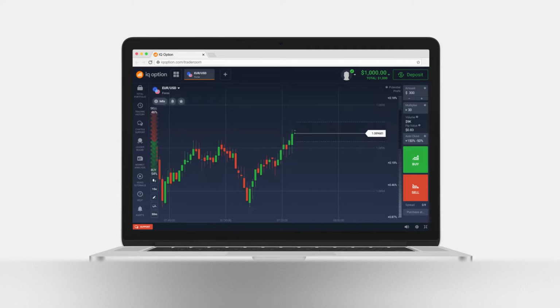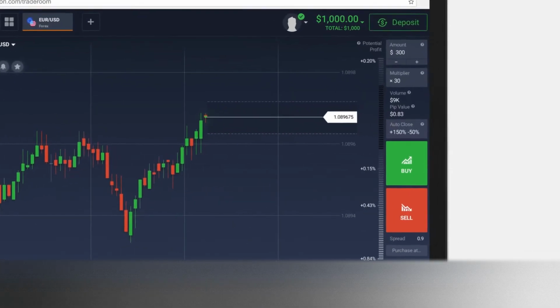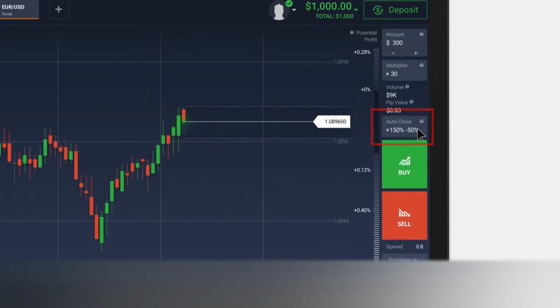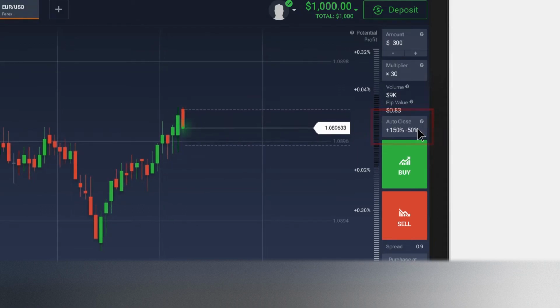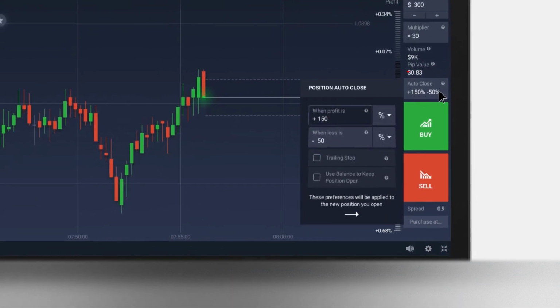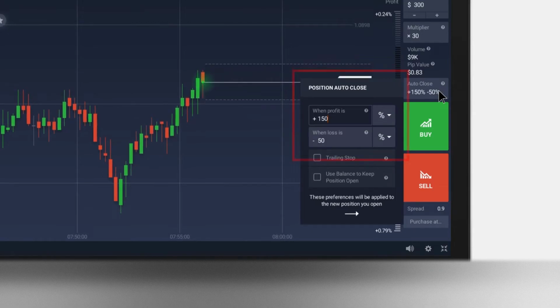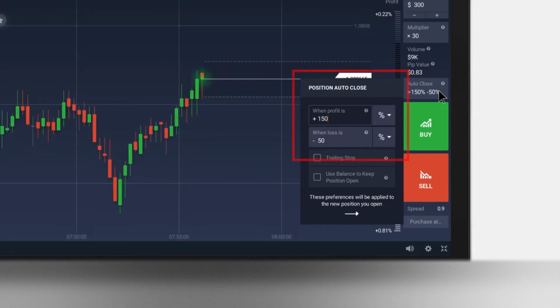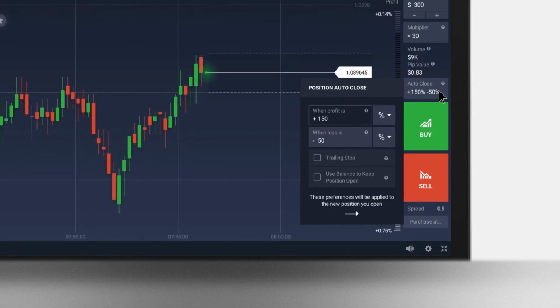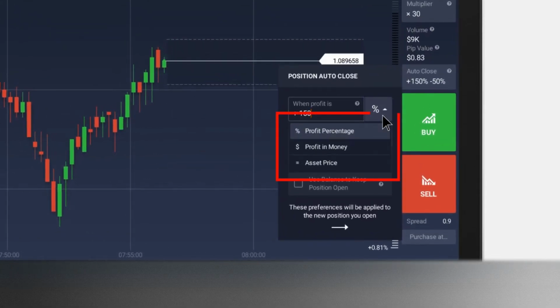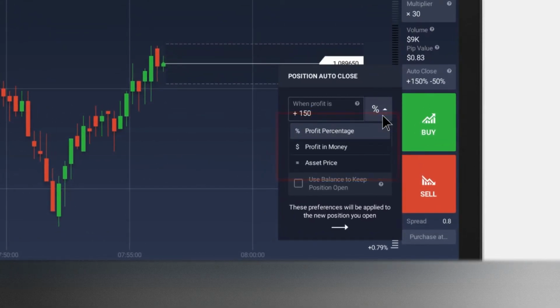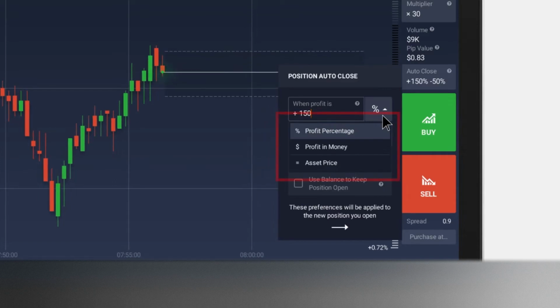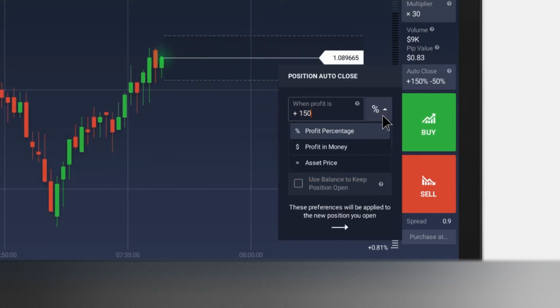To enable the stop-loss take-profit feature, click on the Auto Close button above the Buy button in the right-hand side panel of the chart. Set stop-loss and/or take-profit values. Please note that you can set stop-loss and take-profit values in percentage or money, or indicate a specific asset price when a trading position must be closed.